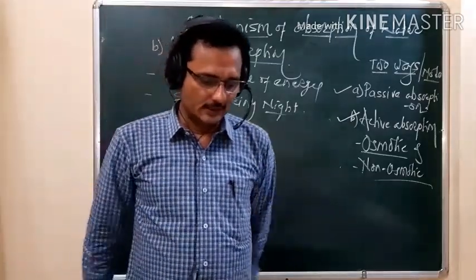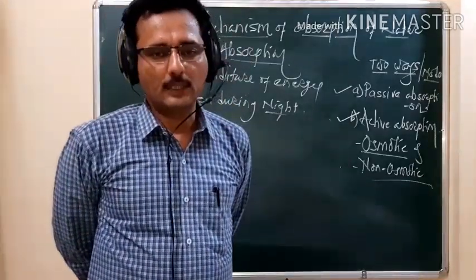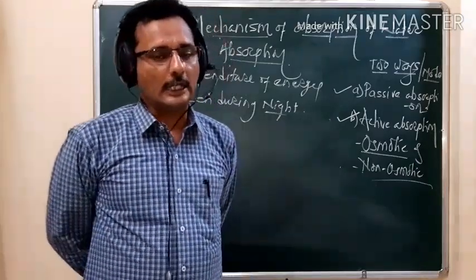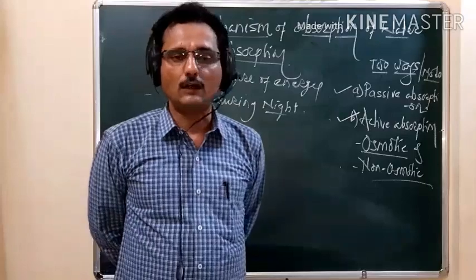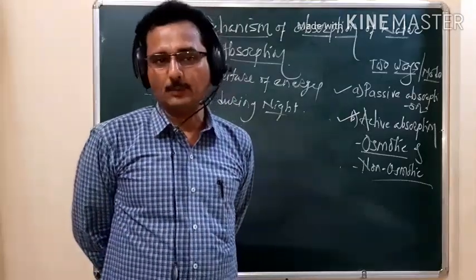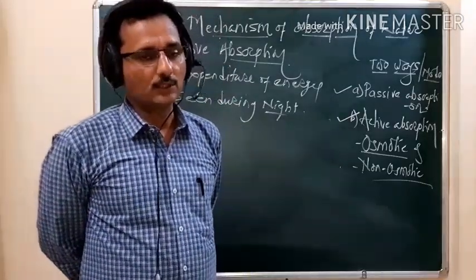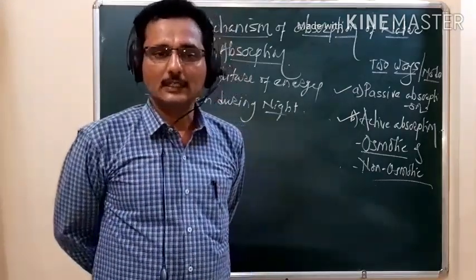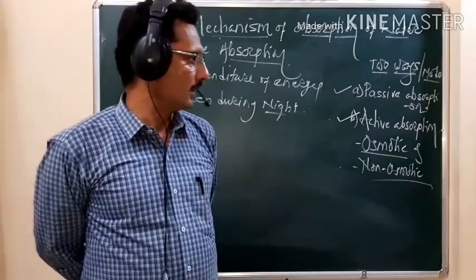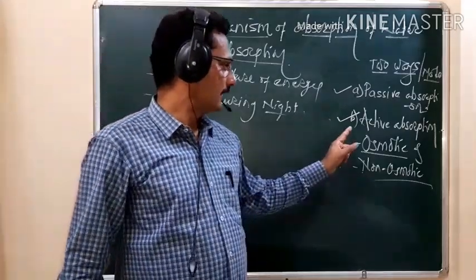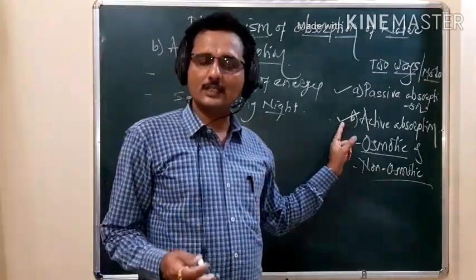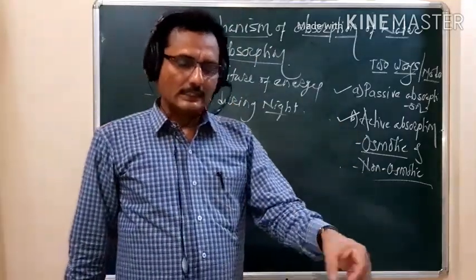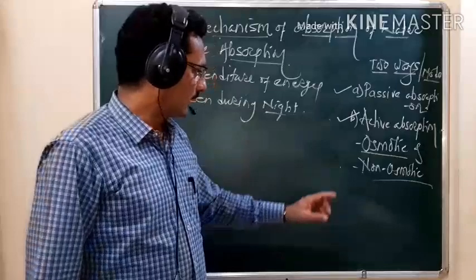So under such a situation, the plant utilizes energy in the form of the ATP molecule. With the help of the ATP, or the energy, the plant takes up water, and such a type of absorption is called active absorption. See student, this active absorption has two types.